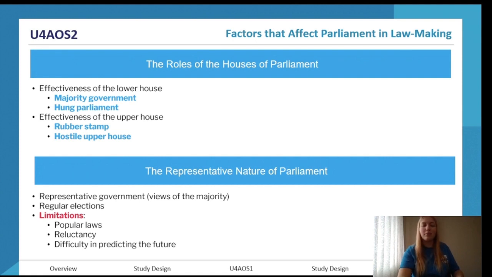There are also, with regards to popular laws, laws that are popular with many groups will likely get passed very quickly by Parliament and they will try to enact them into legislation. However, these can disadvantage minority groups and other groups that are not supporting the laws very significantly. And we have difficulty in predicting the future, kind of self explanatory. We don't know what kind of laws we're going to need. Parliament may not be able to make very effective, very relevant laws all the time because circumstances often change. And it's difficult to keep laws effective and up to date.